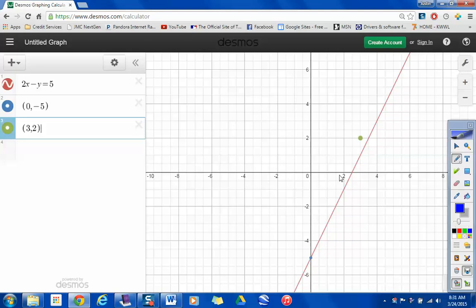Is that point on the line? No. What did we say about the point 3 comma 2? Solution or not a solution? Anything that falls off the line is not a solution, right?